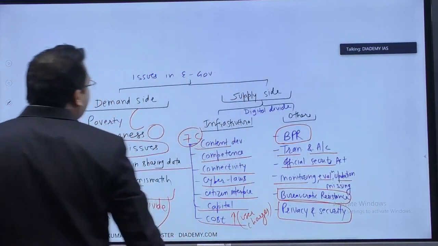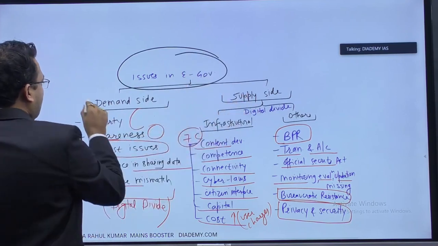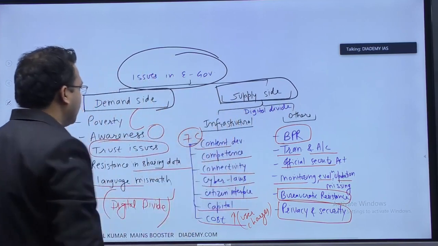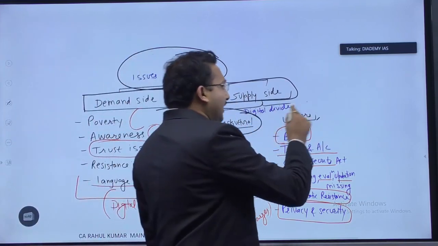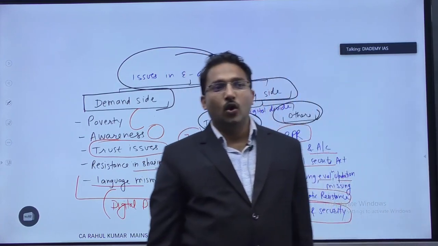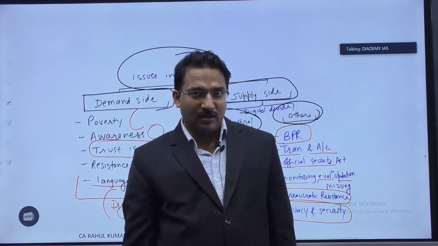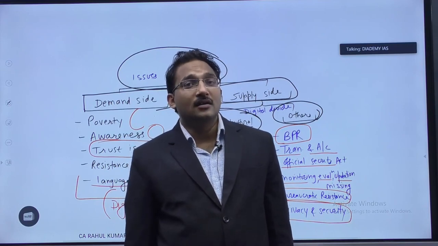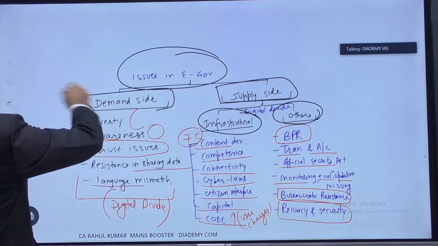Issues in e-governance. Suppose you are writing this answer, you can make this kind of tree and branch diagram. Again, I am including all of these in the mains booster batch. We are already discussing through these diagrams wherever possible, but now you start practicing them on other concepts wherever possible, right? Issues in governance, demand side, supply side.